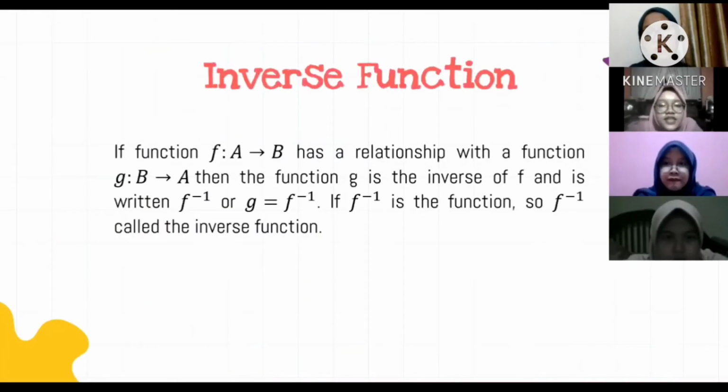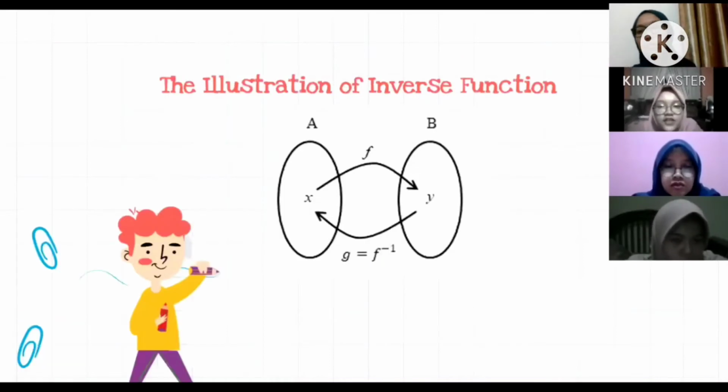The inverse function: if a function f from A to B has a relationship with a function g from B to A, then the function g is the inverse of f and is written f inverse, or g equals f inverse. If f inverse is a function, then f inverse is called the inverse function. And this is an illustration of the inverse function.